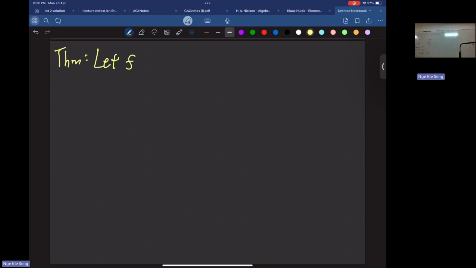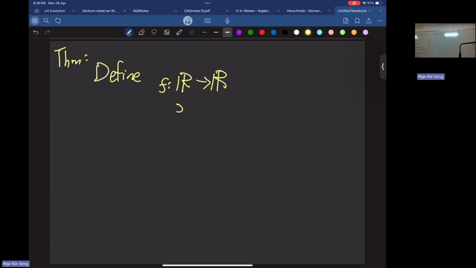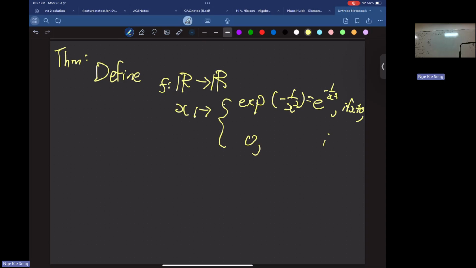So you look at a specific function here. What does this function do? Let's define this function. It takes x to two things. It's piecewise defined. It's an exponential of minus 1 over x squared, basically e to the power of minus 1 over x squared, if x is non-zero, and then 0 if x equals 0.